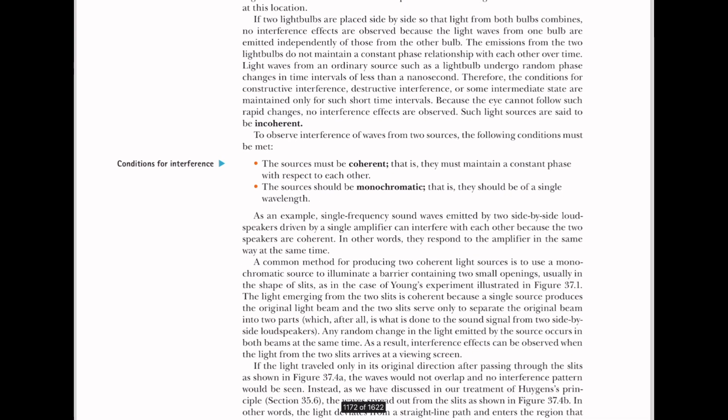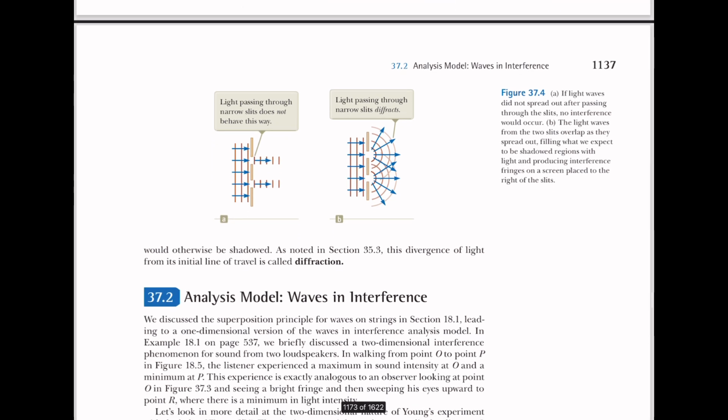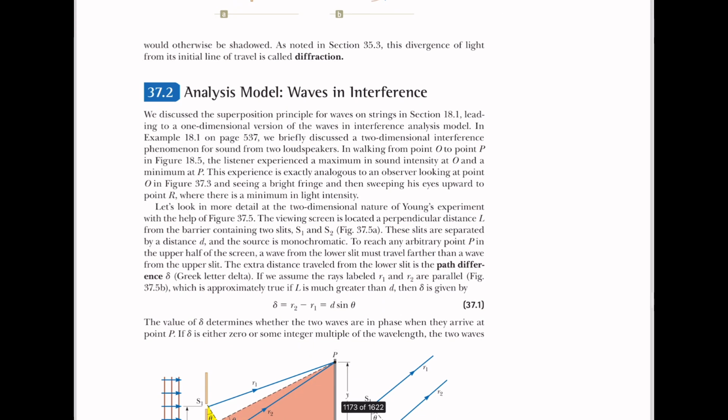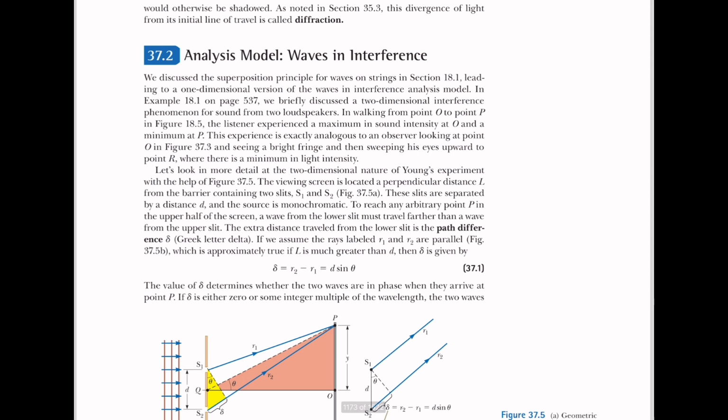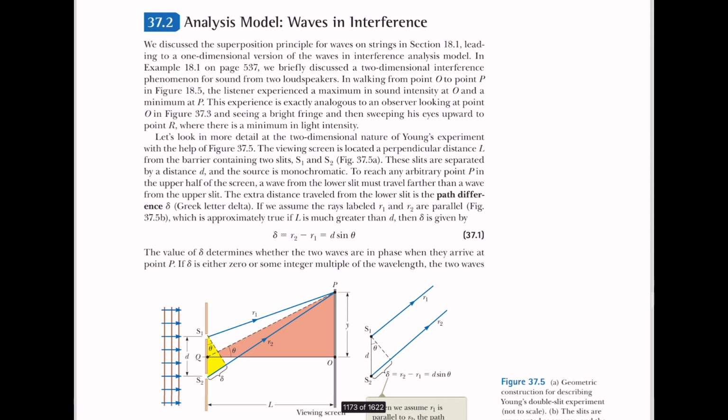So conditions for interference, this looks important. The sources must be coherent. That is, they must maintain a constant phase with respect to each other. Okay. The sources should be monochromatic. Monochromatic and coherent. Those are bolded words. They look important. I'm going to research them a little bit later. And then we have here, light passing through narrow slits does not behave this way. Light passing through narrow slits diffracts. Okay. This is an image I'm going to try to keep in the forefront of my mind because it looks quite important. And we head over to 37.2 with 3 minutes 58 seconds left on the timer.